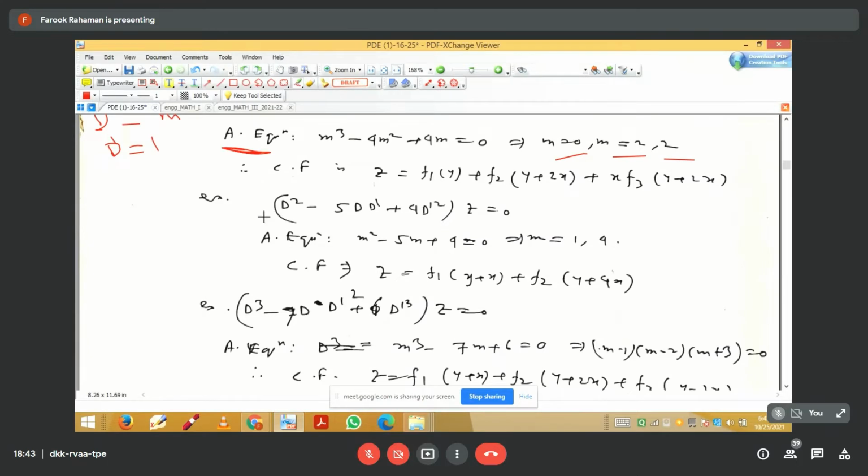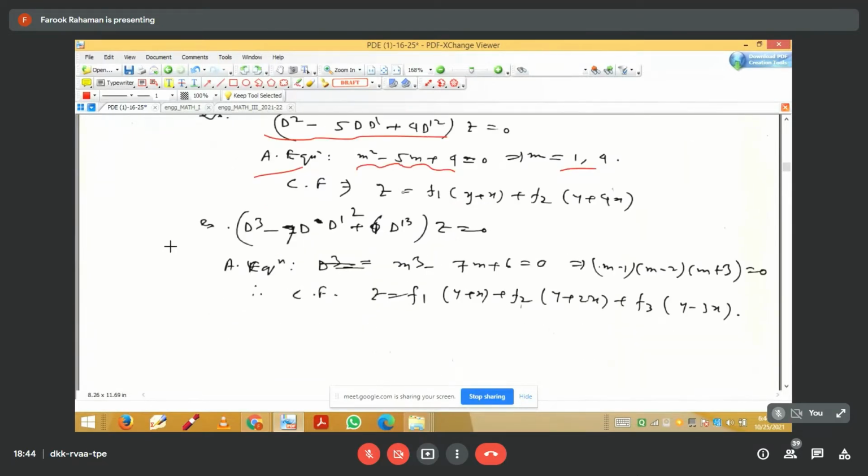And another problem, say D squared minus 5DD' plus 4D'squared. So to get the auxiliary equation, we just put D equal to m, D' equal to 1. So this is the auxiliary equation. So one can easily solve this one. Similarly, there are so many problems like this. To get the auxiliary equation, you just put D equal to m and D' equal to 1, or you can use the differentiation directly. In all cases you will get the same auxiliary equation.